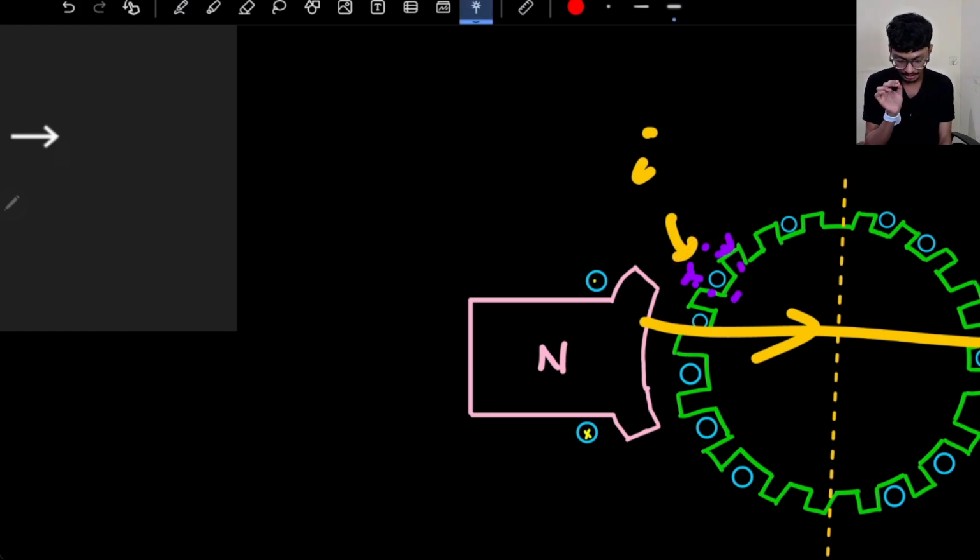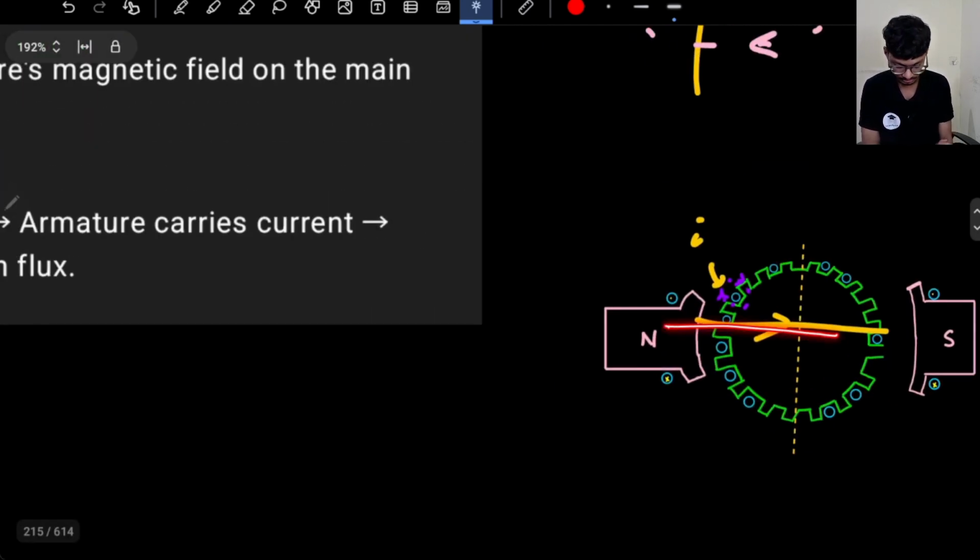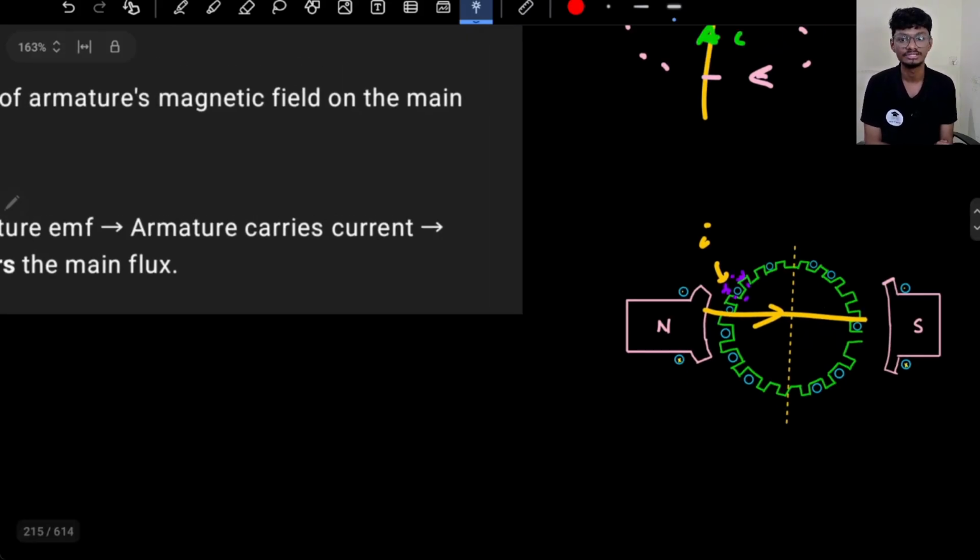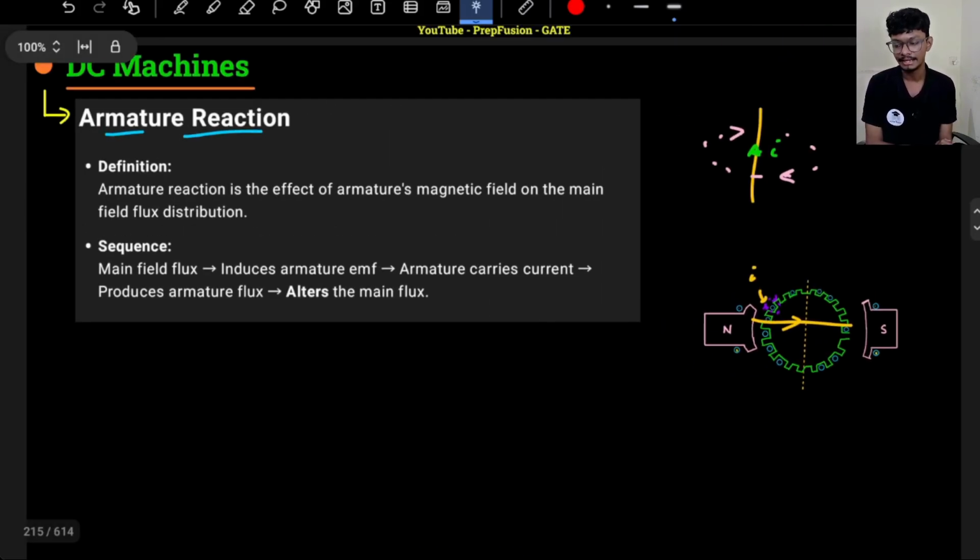This is the magnetic flux periphery of this conductor, right? And already I have a magnetic flux. So the resultant magnetic flux direction will change. Due to this and this magnetic flux, the resultant magnetic flux direction will change. And that can have bad effects on the performance of the DC machine.